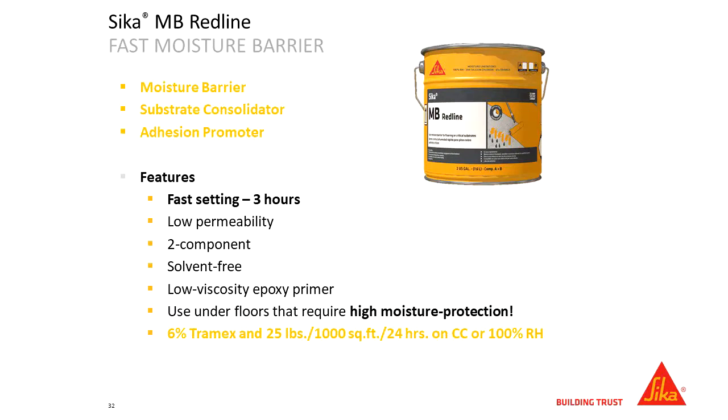The red line is sort of the sister product to the MB primer. The red line does everything the MB does, but what it does is it adds speed to the process. Where I said the SIKA MB cures in 6 to 8 hours, this product cures in 3 hours. It has the same low permeability, same two-component process, which you'll see in a little bit, solvent-free, low viscosity, and it handles all the same moisture levels, again, short of standing water, as the MB primer. The key to this product is you pick up speed. You basically cut your cure time in half.